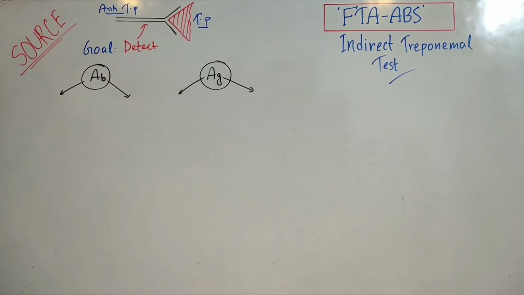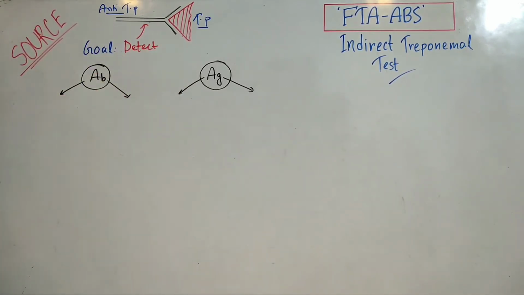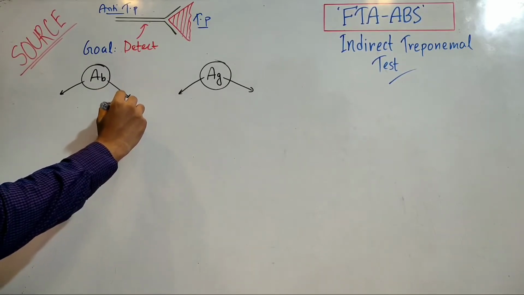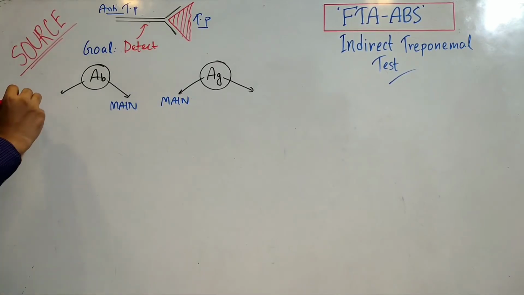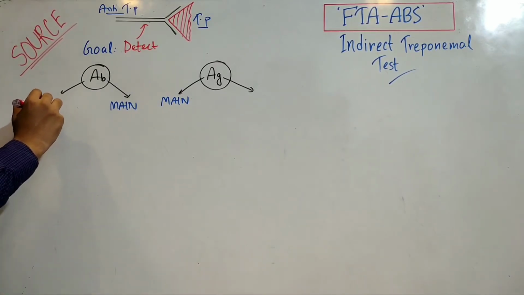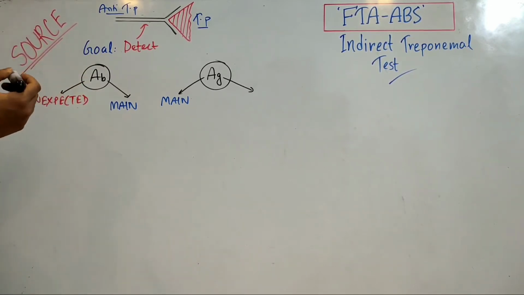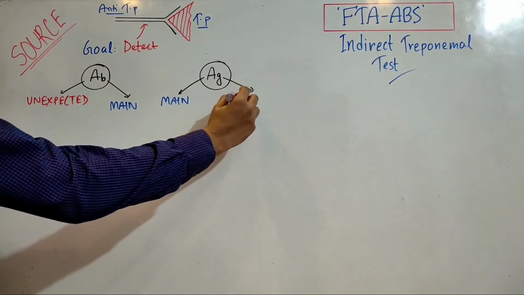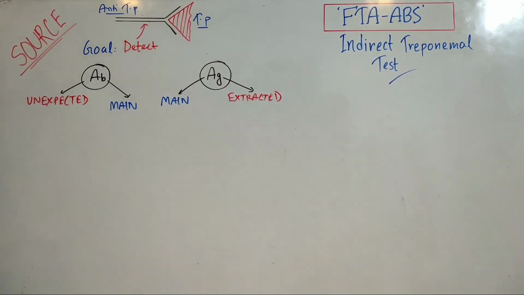So to do that, we will need, unfortunately, a number of antibodies and antigens. So we will have to know a few types of antibodies and antigens that are involved in this process. Firstly, we have a main type of antibody, and with that, we have a main type of antigen. And also, we have some unexpected antibodies that will interfere with the test. So to get rid of these antibodies, we will have to ensure that we have some extracted antigens. So those two will react and we will get rid of the unexpected antibodies.